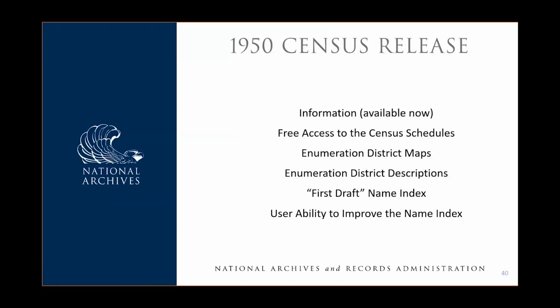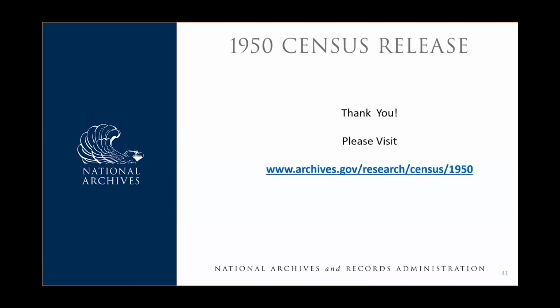So to quickly review, NARA has already made available a lot of information about the 1950 census, and beginning April 1st, our new 1950 census website will provide free access to the census schedules, along with convenient access to enumeration district maps and descriptions, as well as a first draft name index that users will be able to correct and improve with a transcription tool. We look forward to the public's participation in helping us improve this index. And I now turn the program back over to Jewel Jordan.